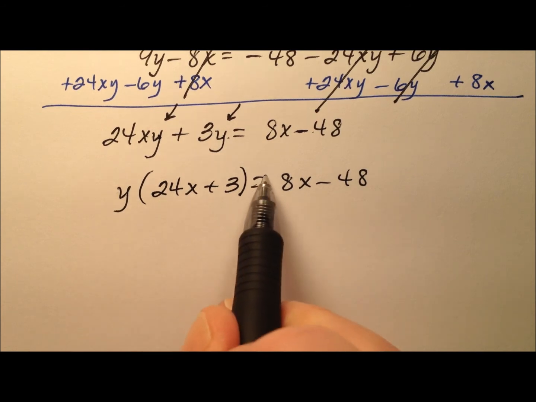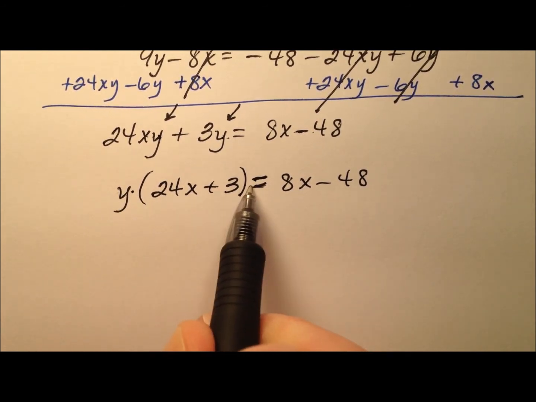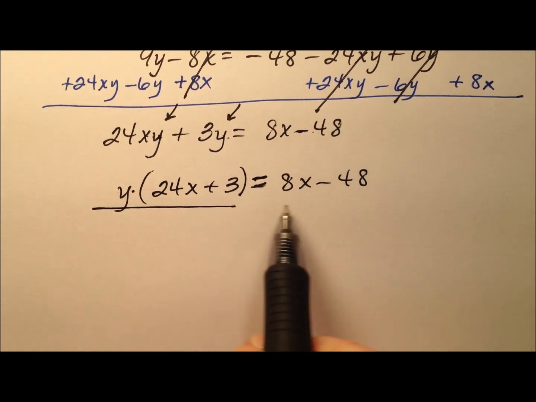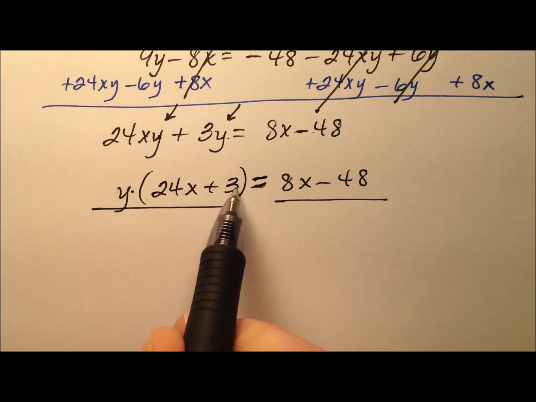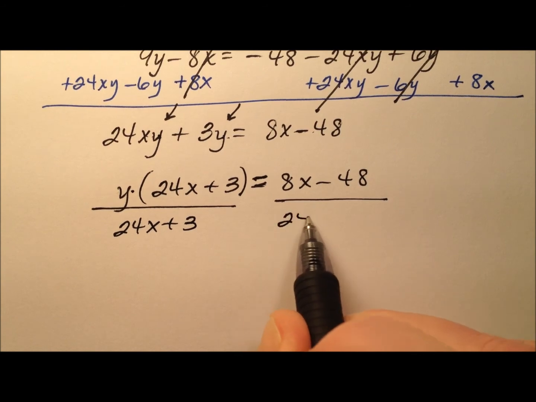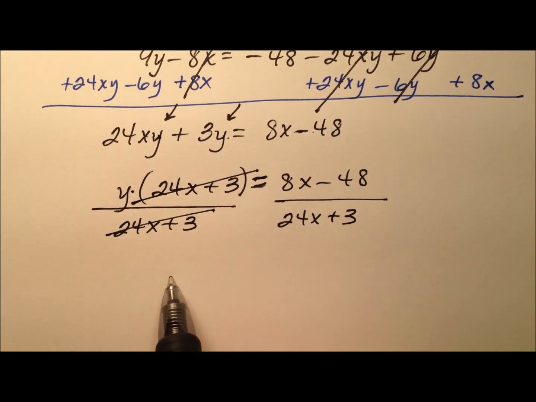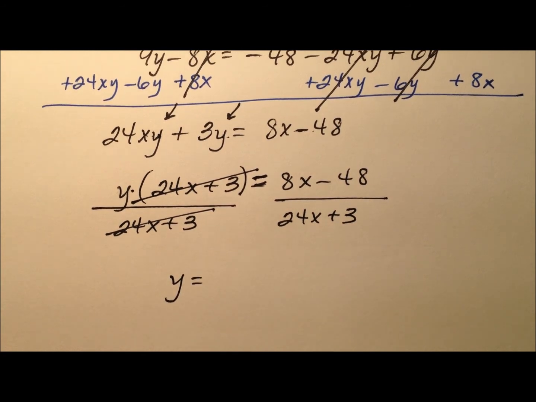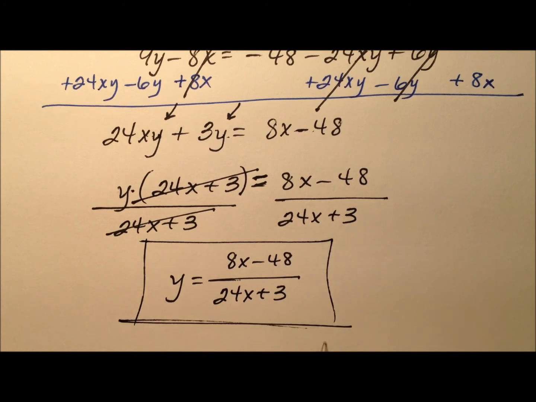Why this is so nice is on the left side I now have a product, so y times this expression. In order to get that y all by itself, let's do the opposite or inverse operation of multiplying, and divide both sides by 24x plus 3. So I'll cancel it here and here, and the y will indeed be all by itself. So I'll have y equals 8x minus 48 all over 24x plus 3.